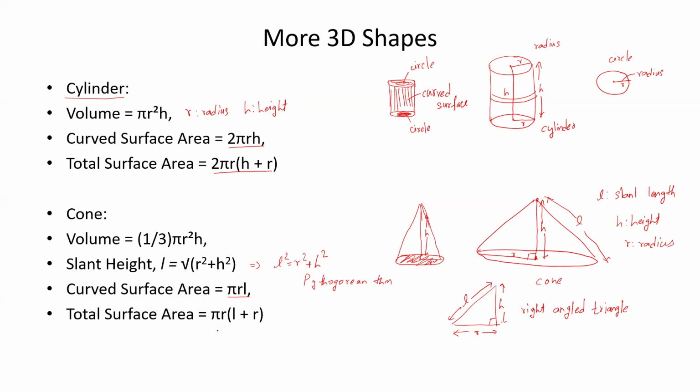So total surface area is curved surface area, that is pi r L, plus the circle pi r square. This is the area of a circle. This part also we have covered in 2D part. So area of a circle. So curved surface area and total surface area.